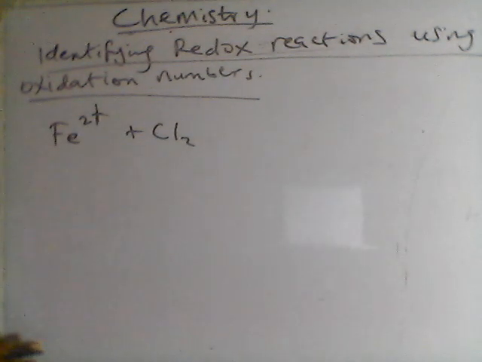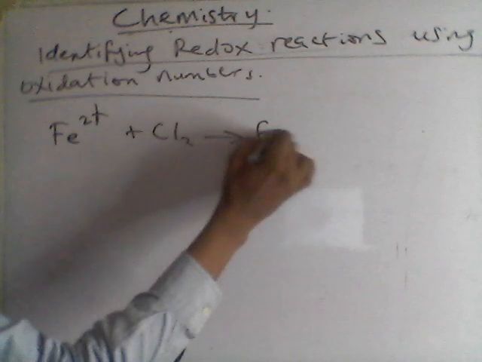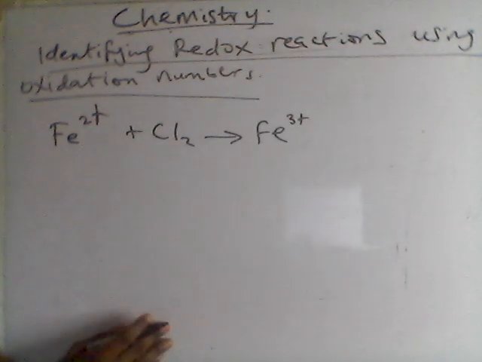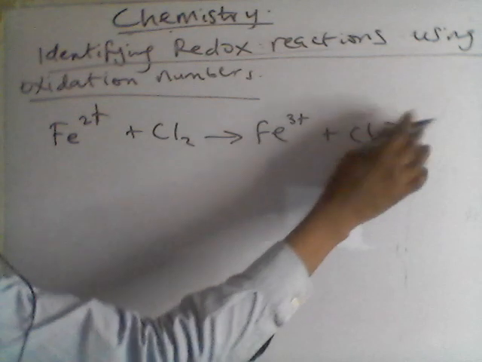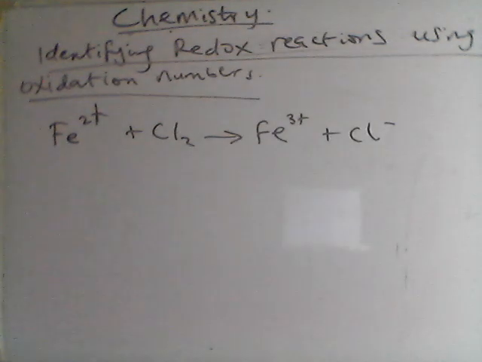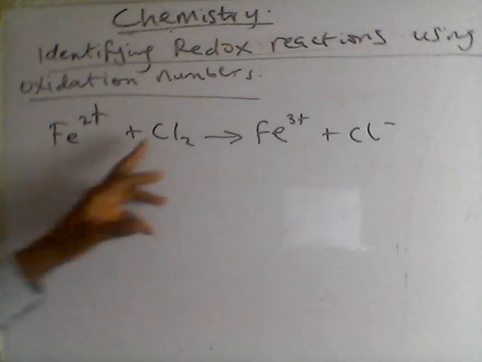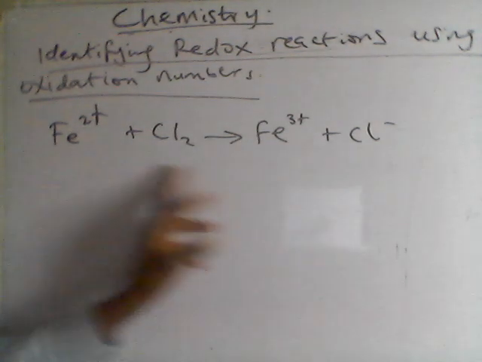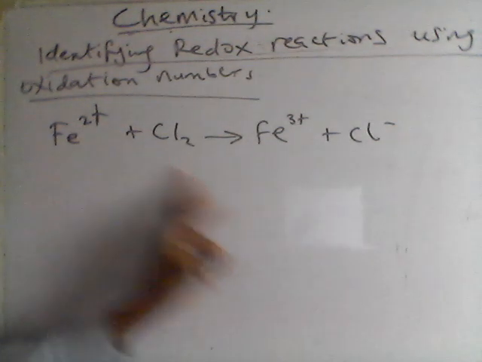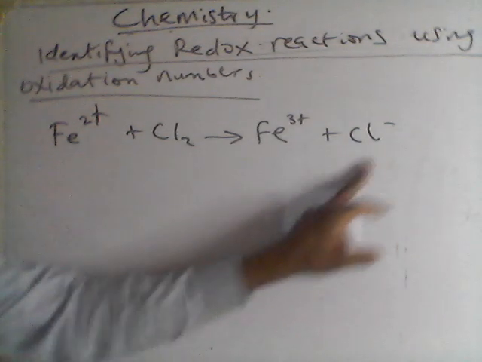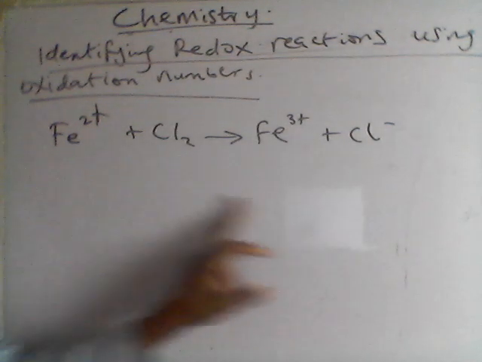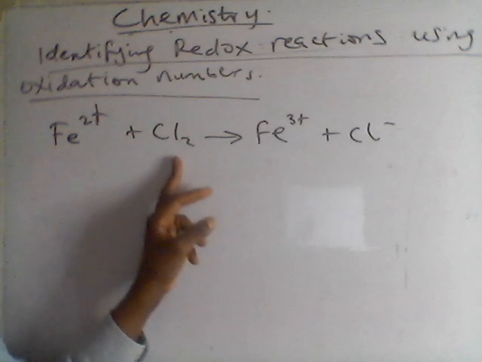So I'm combining with chlorine, and I have the ion increased to 3, and chlorine gained an electron. So chlorine gained an electron here. If chlorine gains an electron, this is reduction. Chlorine is reduced. And if chlorine is reduced, it is the oxidizing agent.